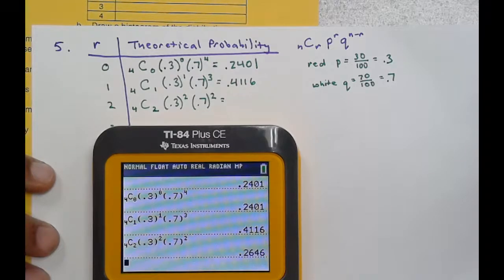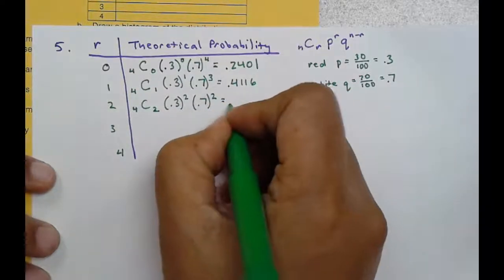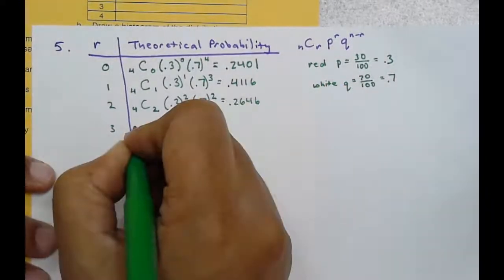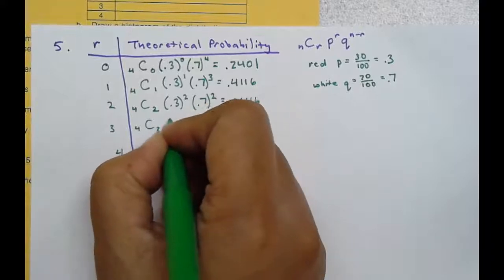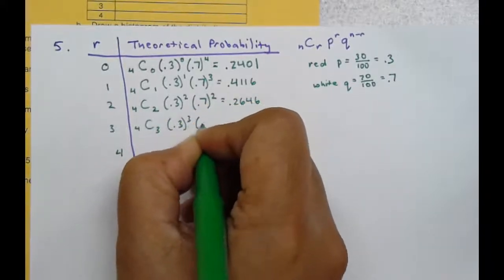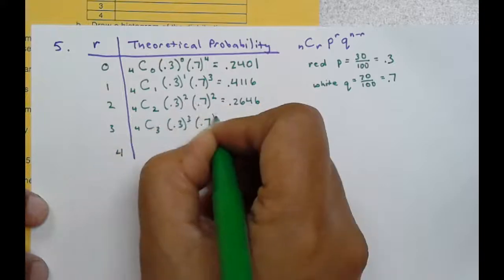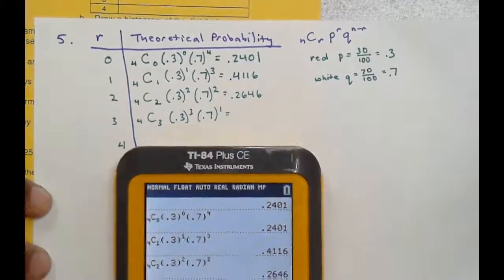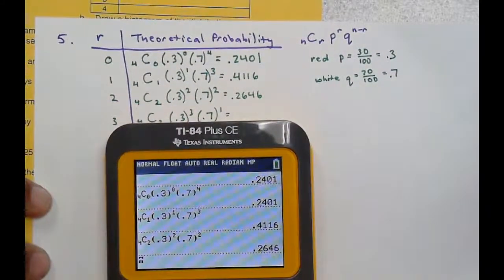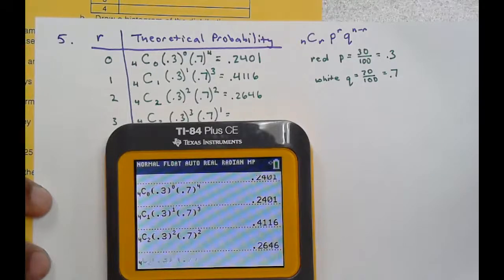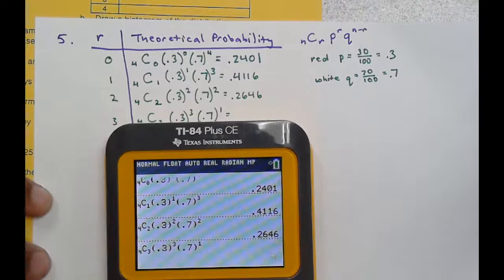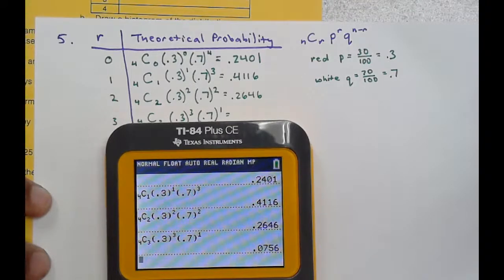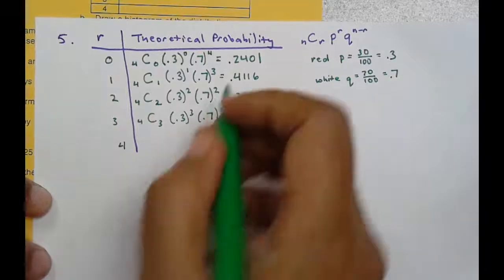And we get 0.2646. And then we're going to say that there's 3 red balls, so 0.3 to the third times 0.7 to the 4 minus 3, which is 1. I'm going to put that in. So this is going to be 1. This is going to be 0.3 to the 3rd, and this is 0.7 to the 1st. That gives 0.0756.